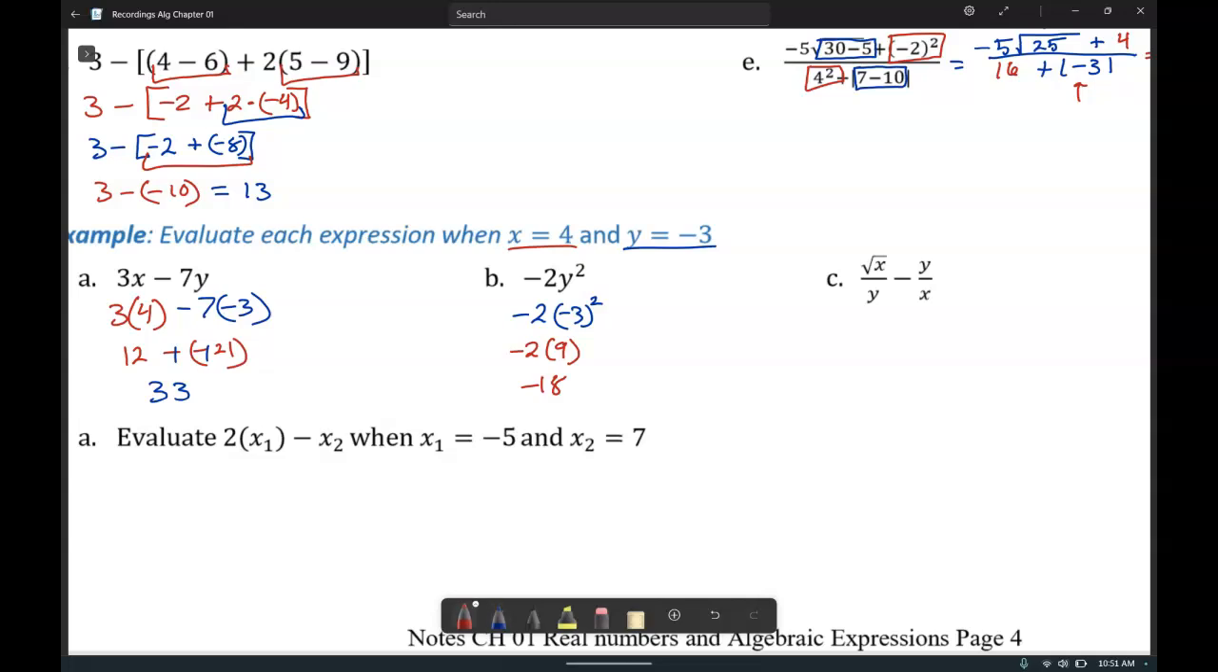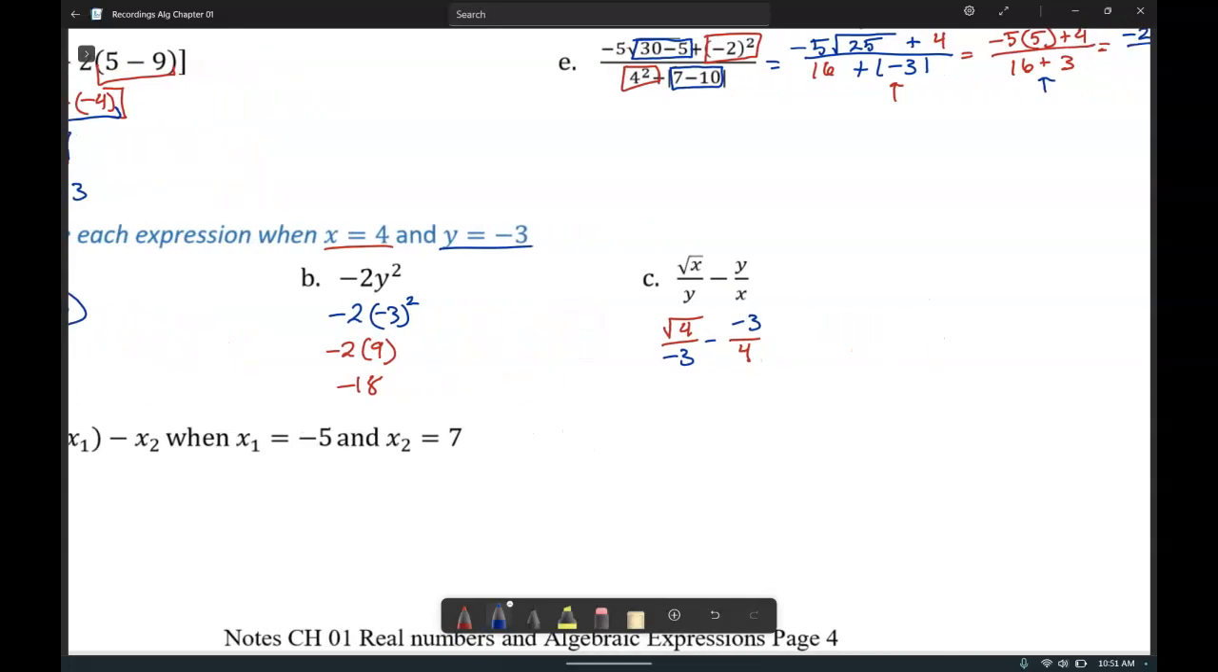And this last one, we can go ahead and plug everything in. So for our x values, we have the square root of 4 and a 4 down here. And for our y values, we have a negative 3 and a negative 3. We'll simplify the radical first. So we end up with 2 over negative 3. And since we have minus a negative, we can actually just change that to plus.